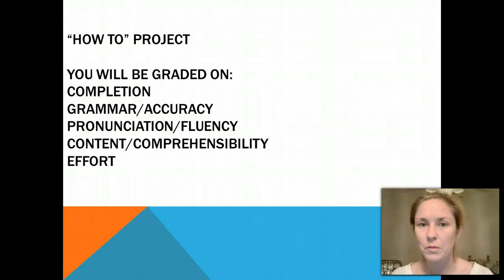Content and comprehensibility. Can I understand what you're trying to say? Does it make sense for your topic? And effort. Does it look like you worked hard to make this a good project? It's a pretty easy project, probably the easiest you'll have all year, so it should be good.